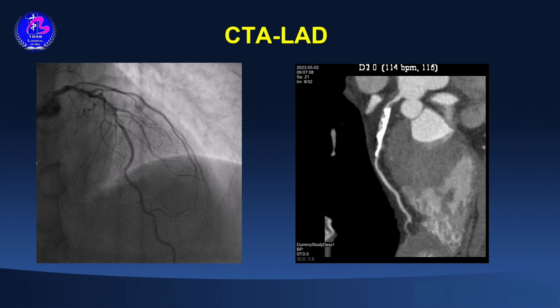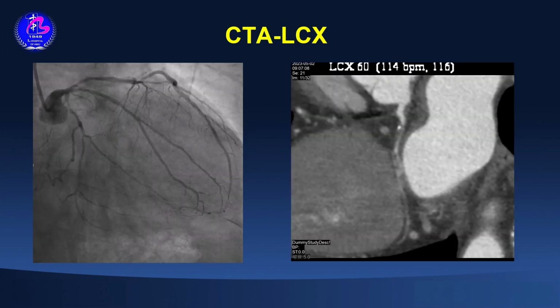Okay, next. Okay, this is the circ. Yes. In the circ from the CT, we can see only a mild calcium plaque. They are all relatively soft plaque in the circ. Okay, next.